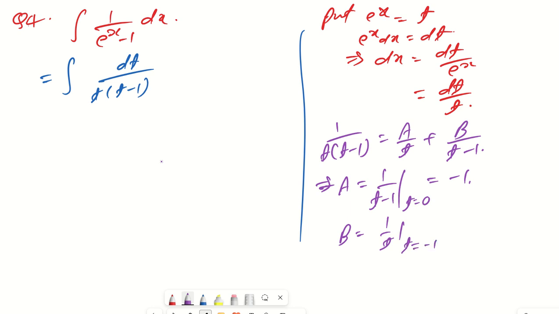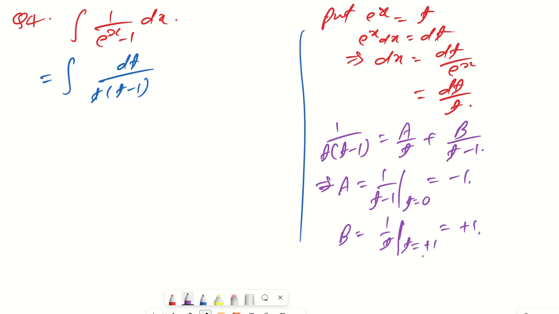So my b will be minus 1. So a is also minus 1 and b is also minus 1. Wait a moment here. Actually t minus 1 equal to 0, so t will become 1 here. So instead of that, at t equal to 1, it will become 1 by t, that is plus 1. Okay, so you have to understand what to put.